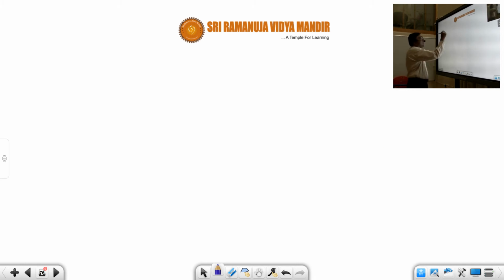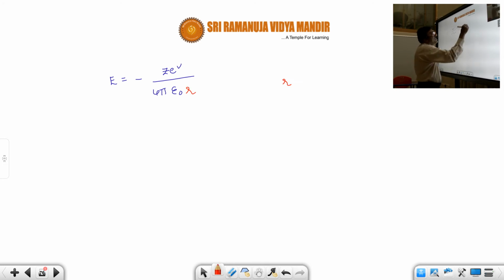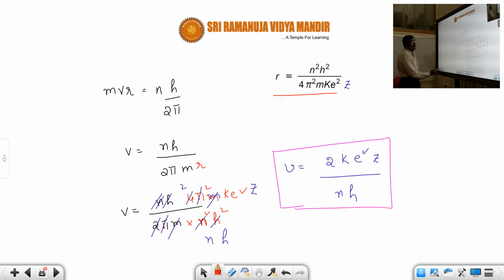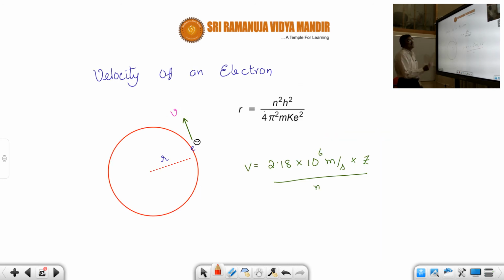Now energy is equal to minus Z e square by 4 pi epsilon naught R. I am writing R in another color because we will substitute the R value. So what is the R value? Let us go back and see the R value. Here is the R value: n square h square by 4 pi square m k e square Z. Here Z is also there.